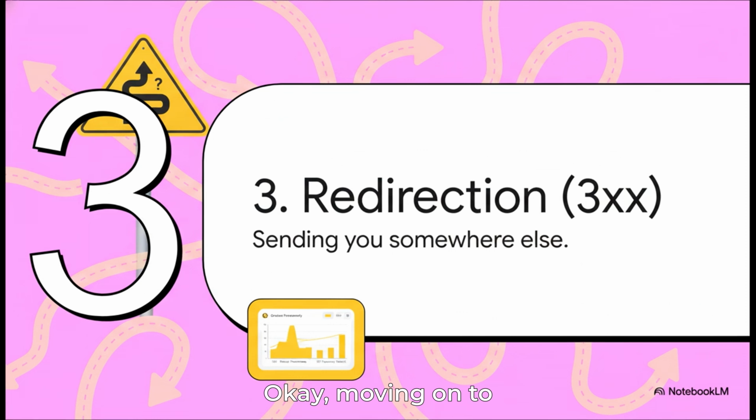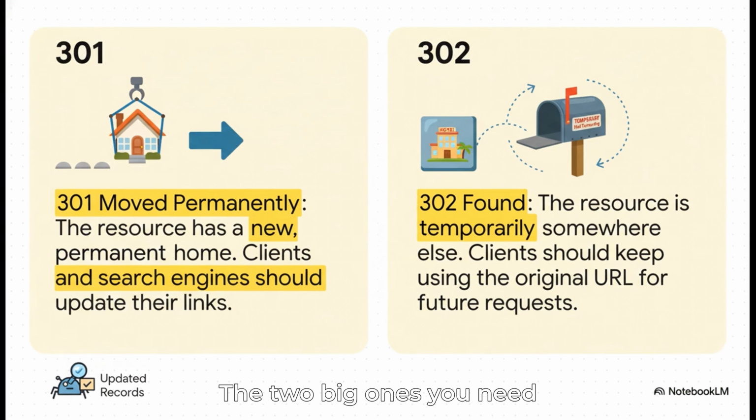Okay, moving on to the detours of the web, the 300 level codes. These are all about managing change, and they're super important for both users and for things like SEO. The 2 big ones you need to know are 301 and 302. A 301 Moved Permanently is like sending out a change of address card. You're telling browsers and search engines, hey, this page is moved for good. Update your bookmarks. A 302 Found, on the other hand, is temporary. It's like saying, go here for now, but come back to the original address next time.